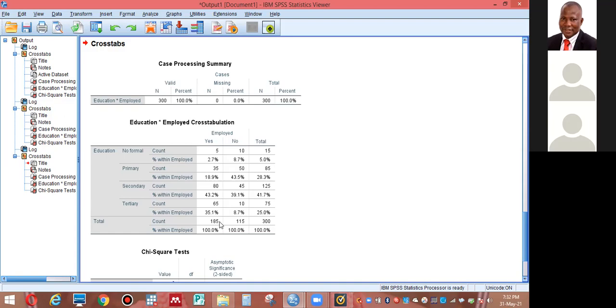The number in the secondary category is plenty. So even when you look at the total number employed under them, it is highest, but you have to compare it with how many of them there are. The employment status is still highest in the tertiary. That is why it's good to put the right percentage in your results so that you don't misinterpret.